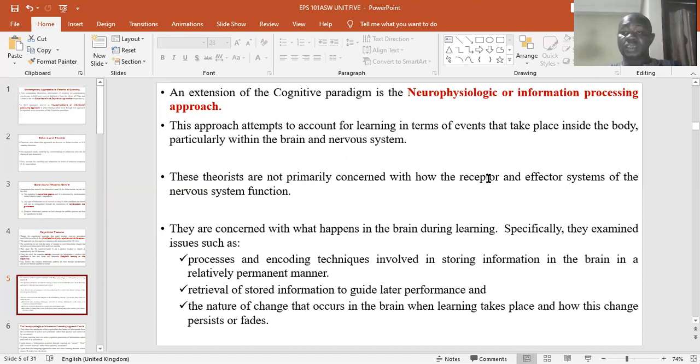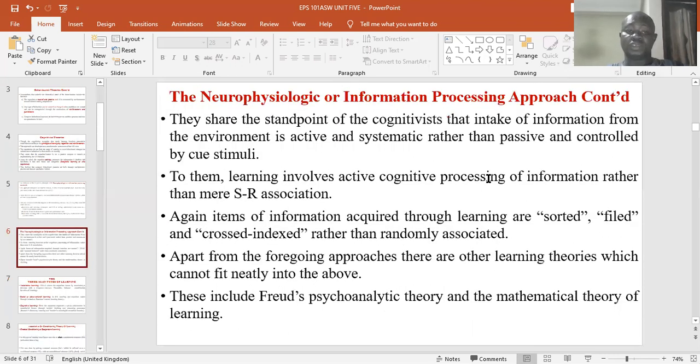Three, the nature of change that occurs in the brain when learning takes place and how this change persists or fades out. That's the argument. It is possible that you can learn something that is important to you. It is also possible that you can forget that thing or it fades out if you don't practice it. And with them, if you learn, you must consistently practice. If you don't practice, it will fade out or you forget. That's the neurophysiological theory or information processing theories.